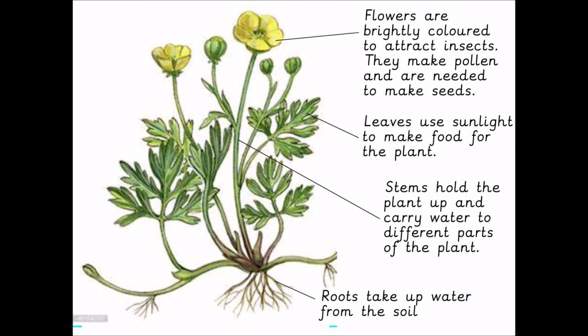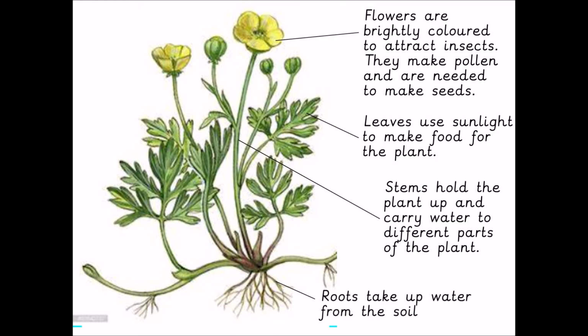Now, the jobs of those parts. Flowers are brightly coloured, and the reason for this is because they need to attract insects. The job of a flower is eventually to make seeds, but to do that they need pollen. They make their own pollen, but they need pollen from a different plant in order to make seeds. They can't do it all by themselves. And bees and other insects help with that by transferring pollen from one flower to another.